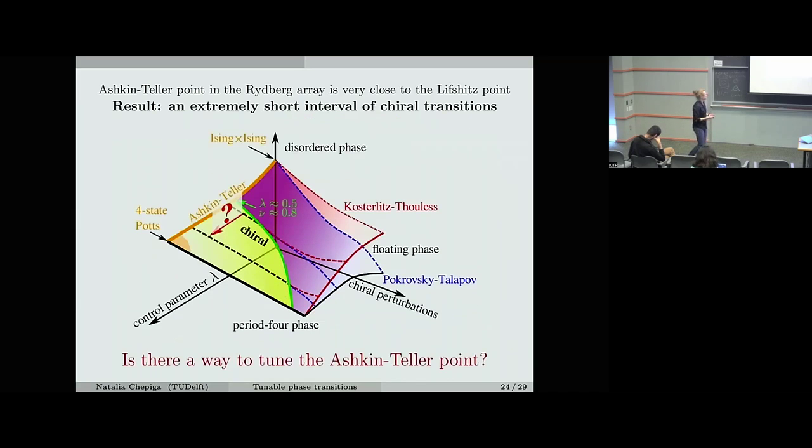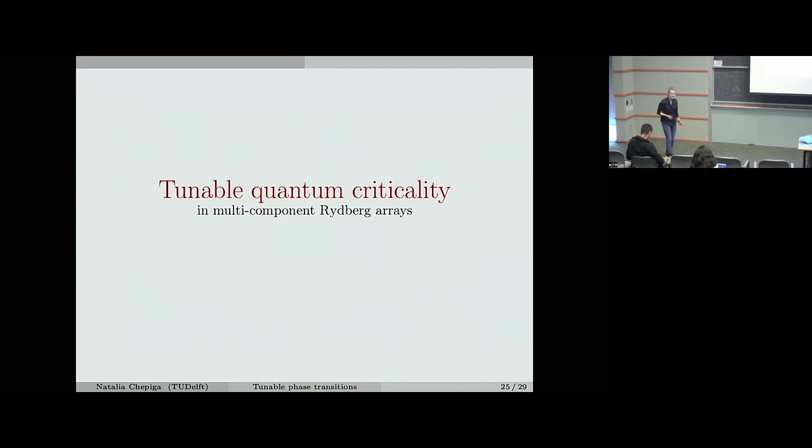But come on, we identify new universality classes, right? We want to observe it. Is there actually a way to push a bit this Ashkin-Teller point such that we see a bit larger chiral transition so we could actually hope to realize it in experiment? And with this we come to tunable, the idea to tune quantum criticality to be able to zoom on the interesting part of the transition.